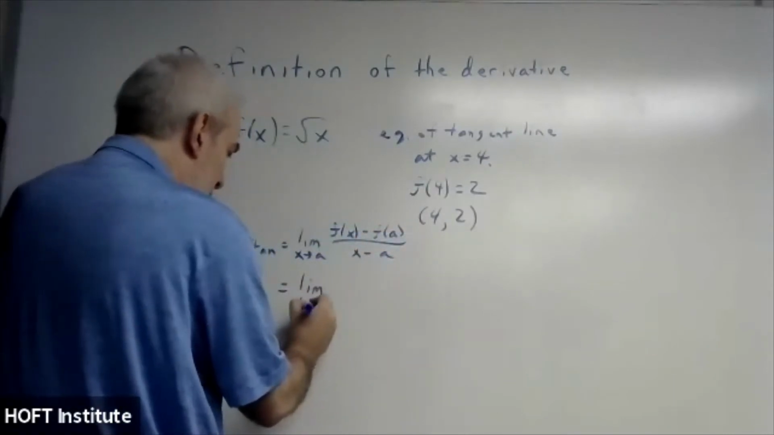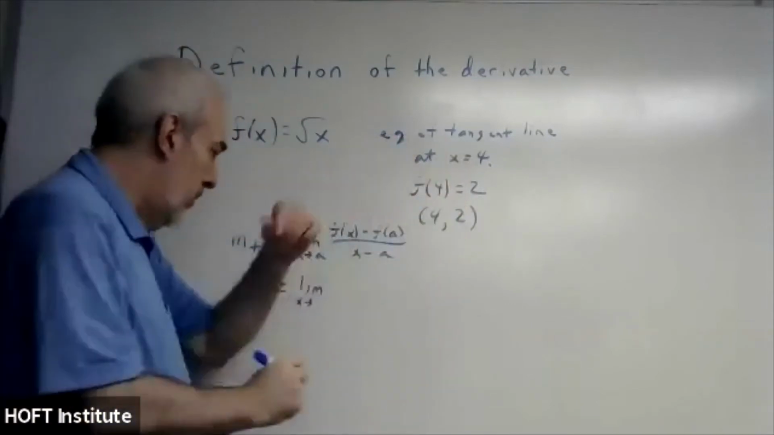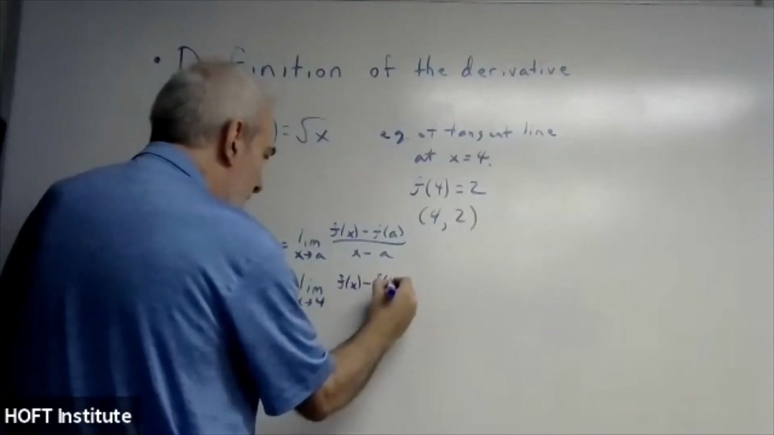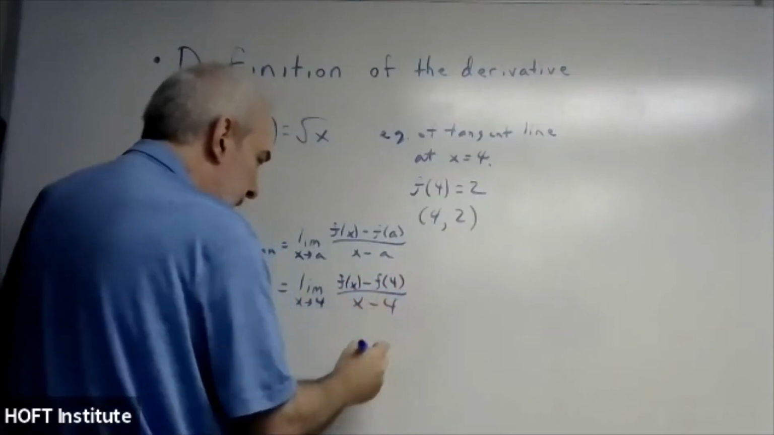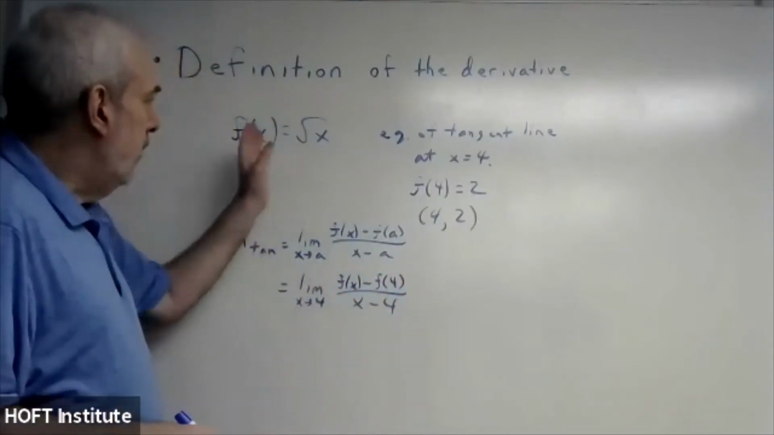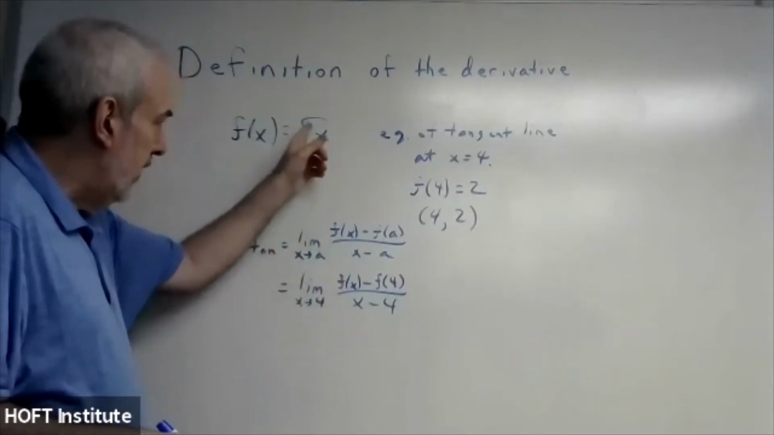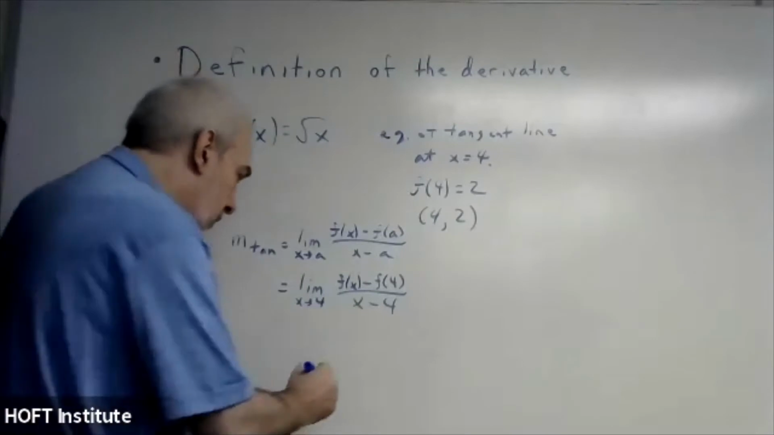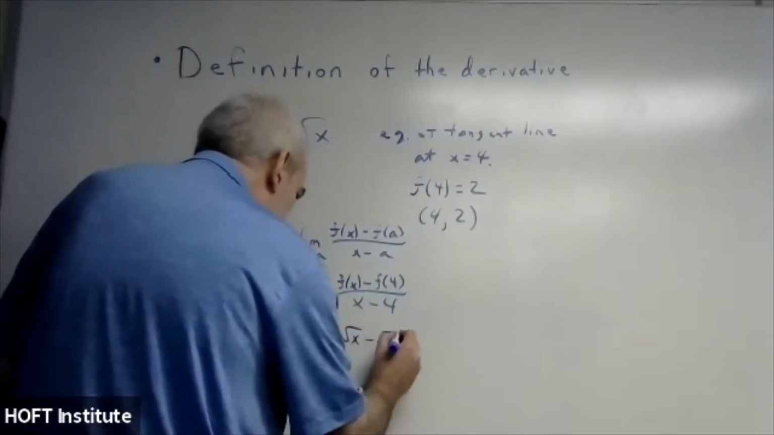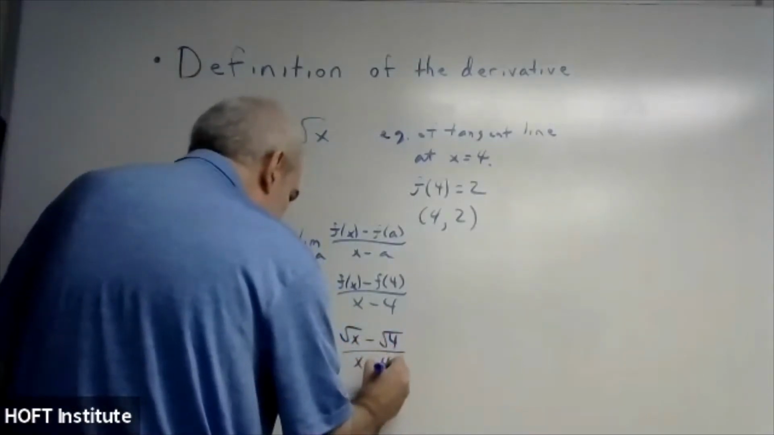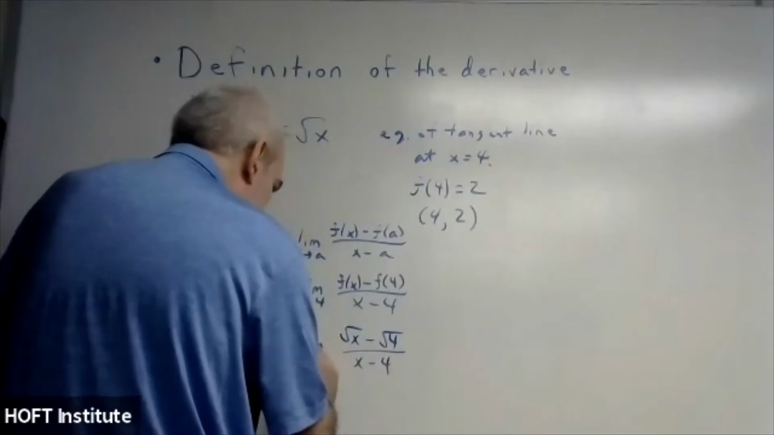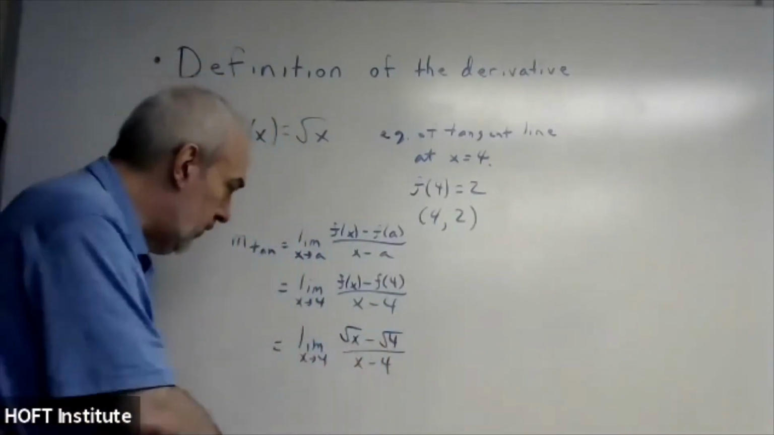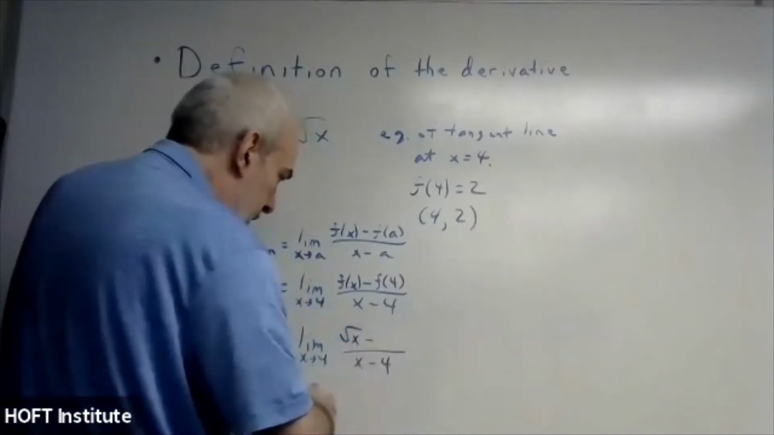Now in our example, we want a to be 4, so let's replace a with 4. Using our function f of x is square root of x, this becomes square root of x, and this becomes square root of 4. Of course, square root of 4 is just 2, so let's change that to a 2.